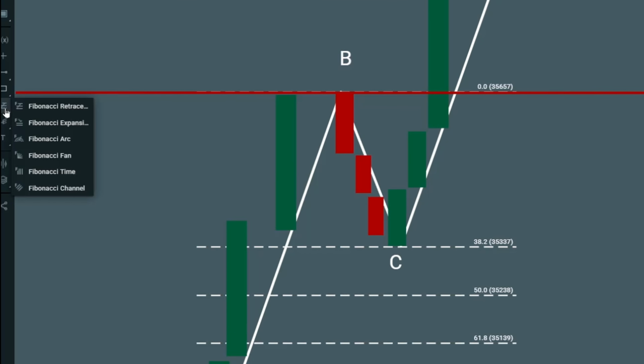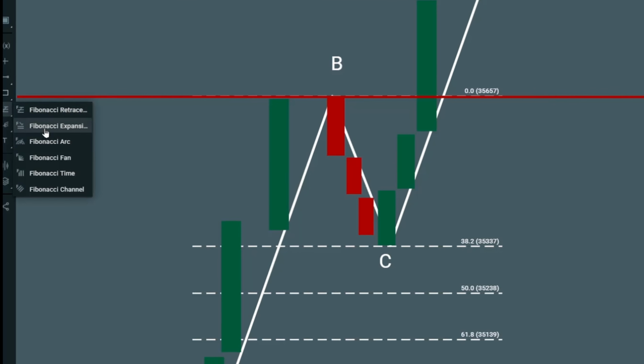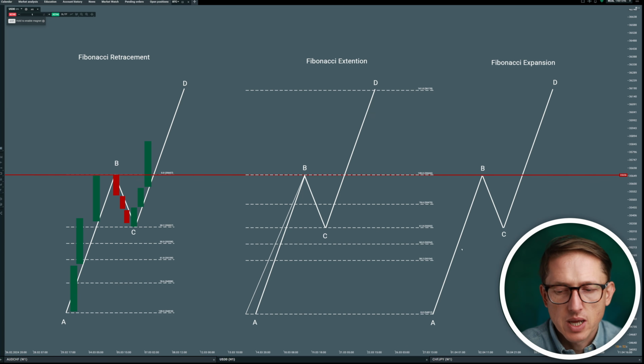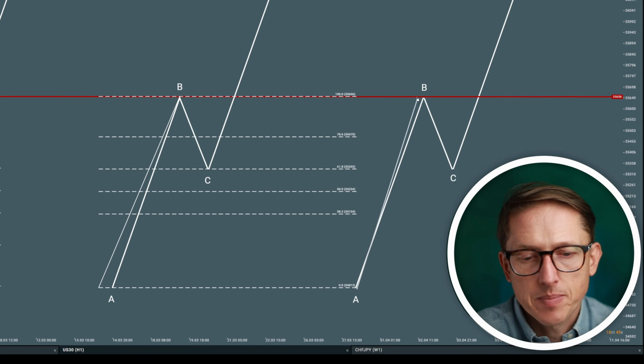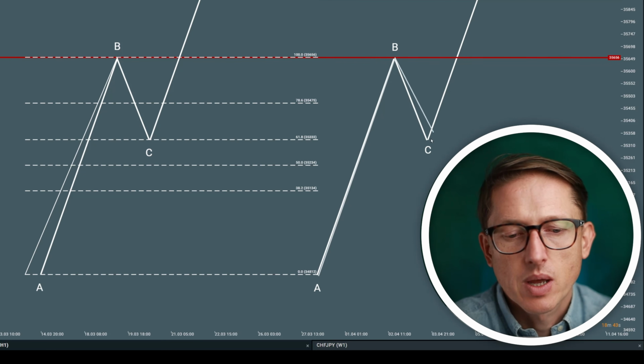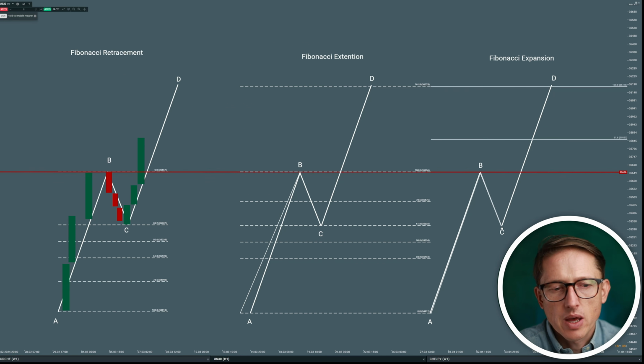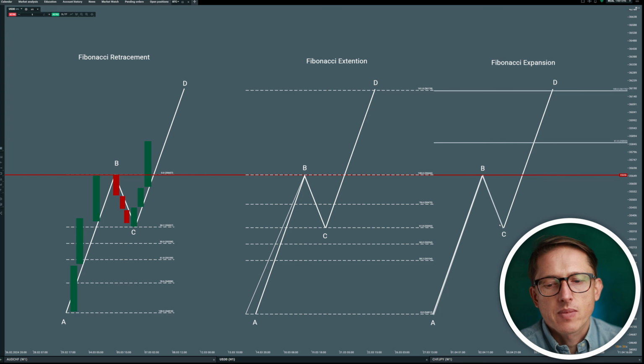So we go to, again, Fibonacci tools, and we have a special tool called Fibonacci expansion. Now, instead of measuring just A, B, we do something extra. So we measure A, B, and C. In this way, we have another kind of calculation, which is happening not from the point B, but from point C.